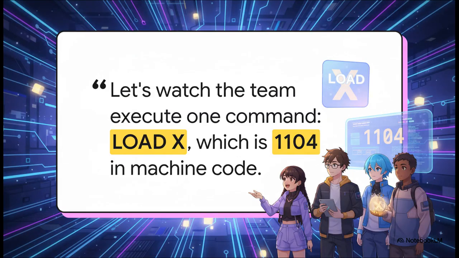Okay, to really get this, we're going to zoom way in on just one single command, load x. Its machine code, as we see here, is 1104. Now, this number actually tells the CPU two things. The 1 at the beginning means load, and the 104 is the memory address where the data for x is hiding. So let's watch the team handle this one job.